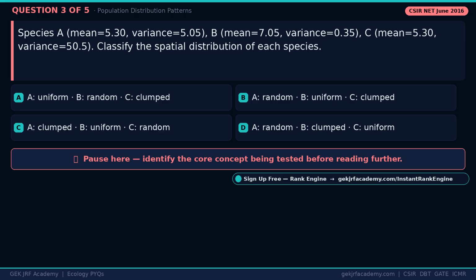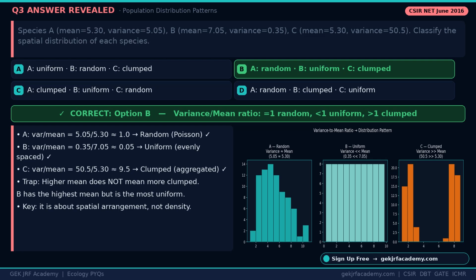Can you identify it? The correct answer is option B. A is random. B is uniform. C is clumped. The key is the variance-to-mean ratio. When variance approximately equals the mean, individuals are distributed randomly, following a Poisson distribution.